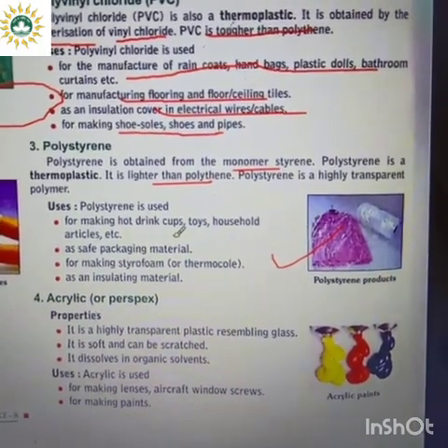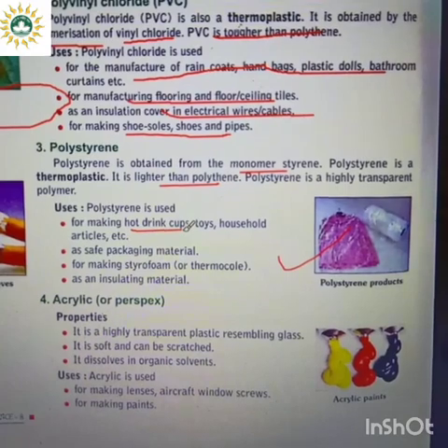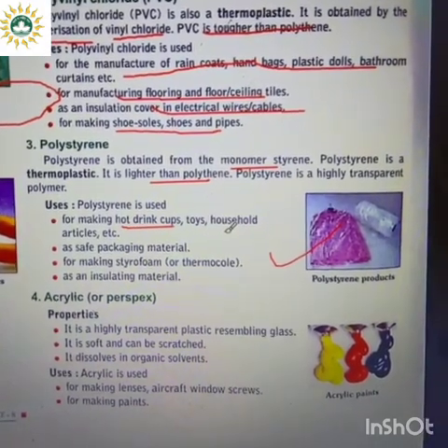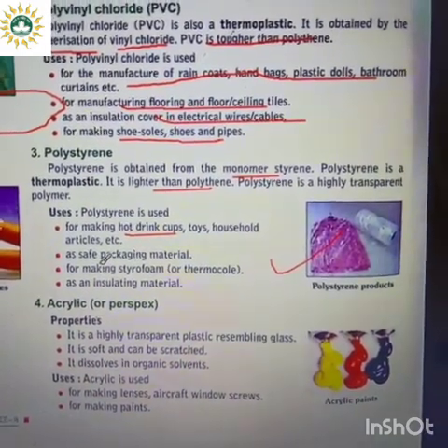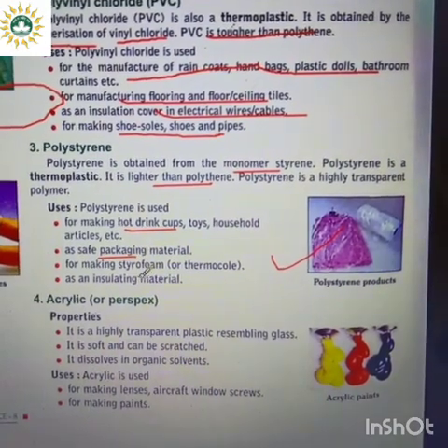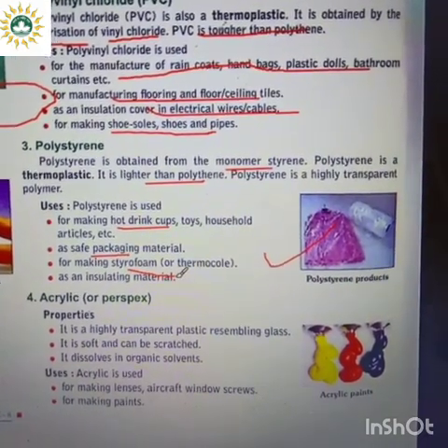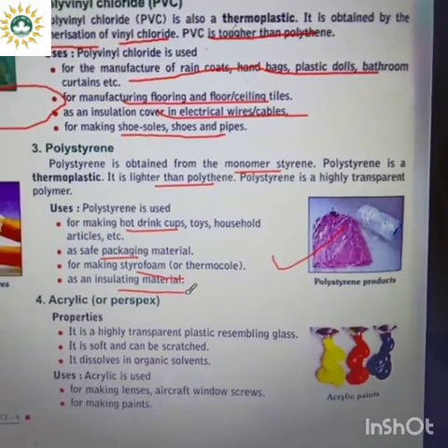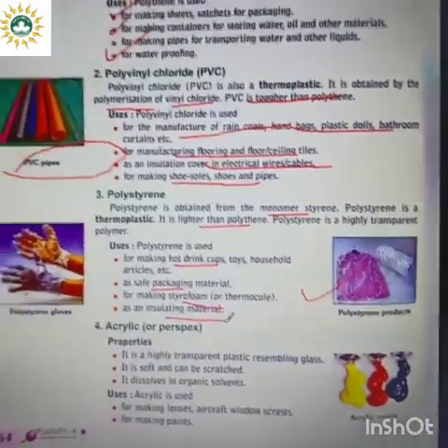They are used for making hot drink cups, toys, household articles. As safe packaging material they are also used, and for making thermocol also, that is styrofoam, and for insulating material also. All those which are thermoplastic can be used as insulating material.